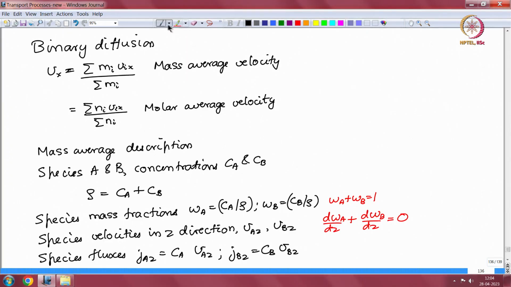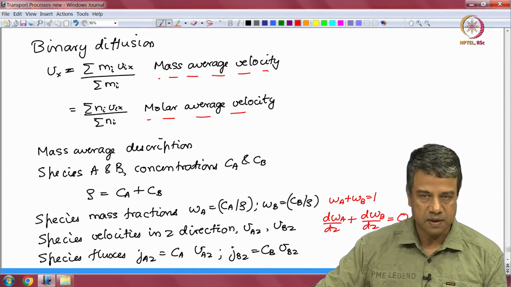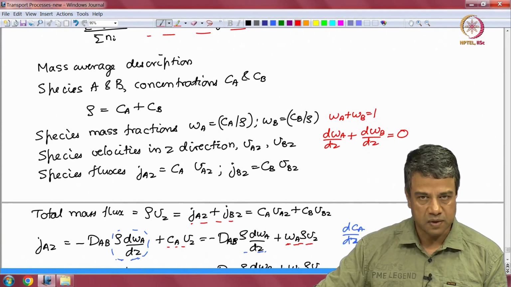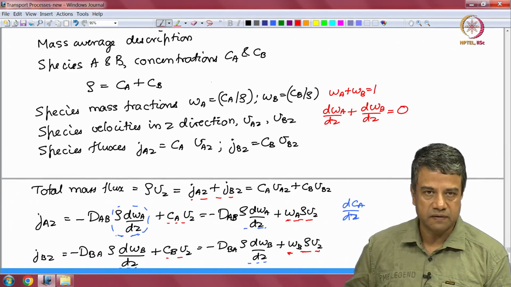So, you can define two kinds of velocities. One is the mass average velocity and the other is the molar average velocity. Mass average velocity is the sum of the masses of all molecules times the velocity of each divided by total mass. Molar average is the number of molecules, so it is a number average rather than a mass average. I had first described for you the mass average description.